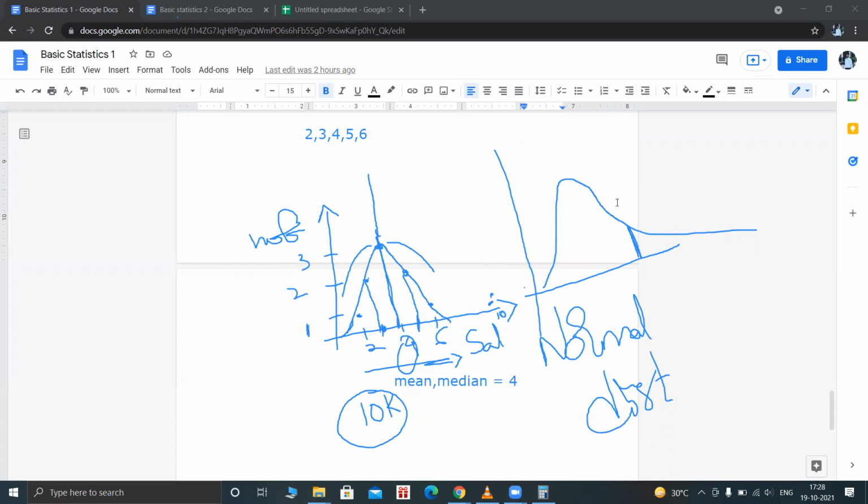Okay. See here, guys. If I add $10,000 per month to this particular data point, my mean got shifted to 6. Now the mean is here. So what is the median, guys? What is the median if I add 10?